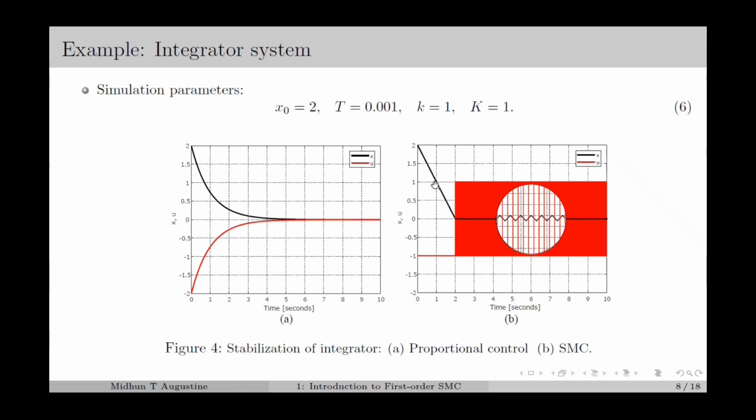Here, during this initial period, we have x greater than 0, so u will be equal to minus 1, and once x decreases and crosses 0, the u will switch to plus 1, and after that it will start to switch between plus 1 and minus 1, and the state will start to oscillate around 0. Here, this high frequency oscillation of the output variable around the desired value is called chattering, which is in fact a shortcoming of SMC, and we will discuss chattering in detail in the upcoming lectures.